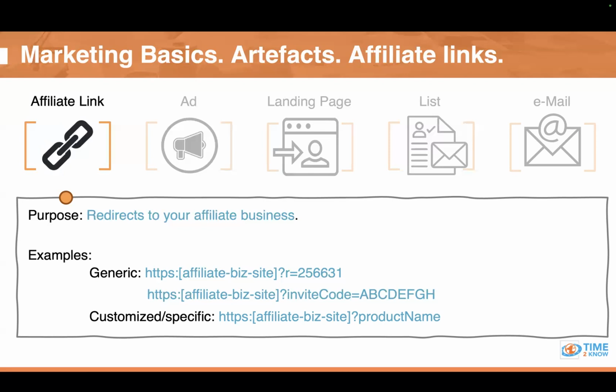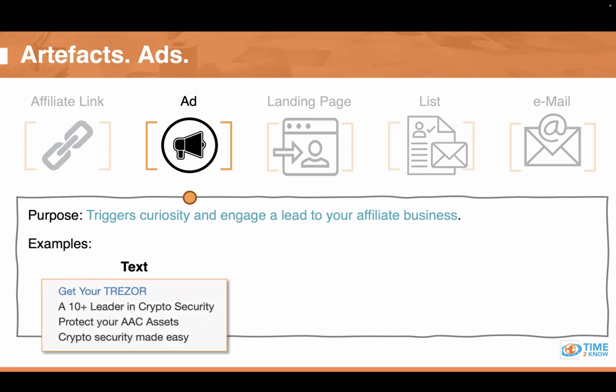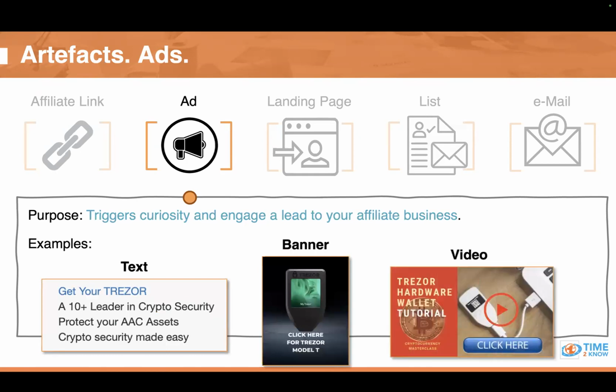This is again based on targeting and based on what I want to achieve. So in any case, the affiliate link redirects from the ad all the way to the place where you want those people to be. The next one is the ad. So the ad is the artifact that triggers curiosity and engages a lead to your affiliate business. Examples we have already seen. This is a text ad, banner ad, video ad.